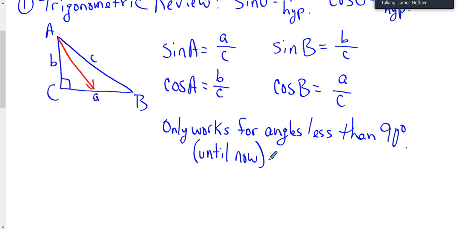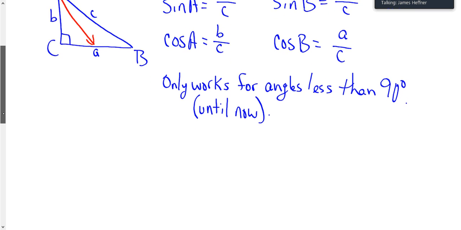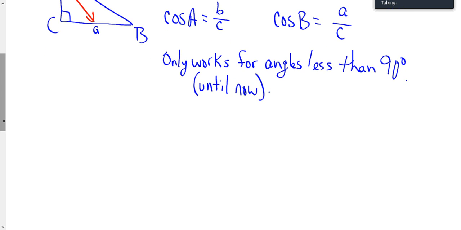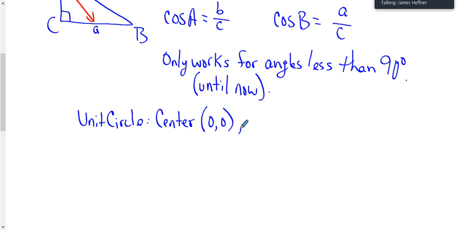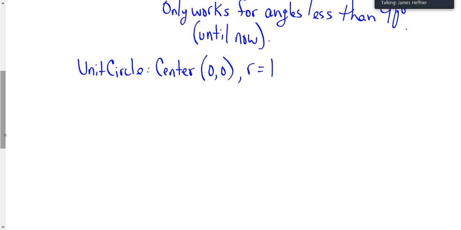Okay? Let me take that right triangle and put it in the coordinate plane. And we're going to call it the unit circle. Remember what unit rate is, right? Okay, unit circle, where the center of this circle is at 0, 0, and the radius of our circle is just 1. Okay, so let me sketch this out real quick.